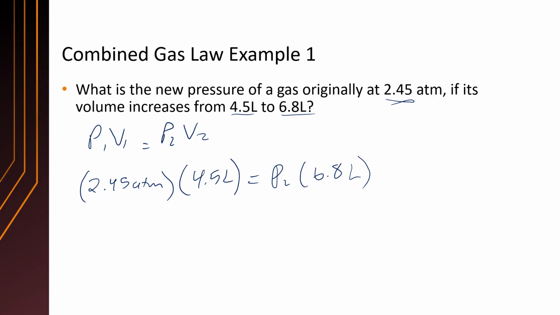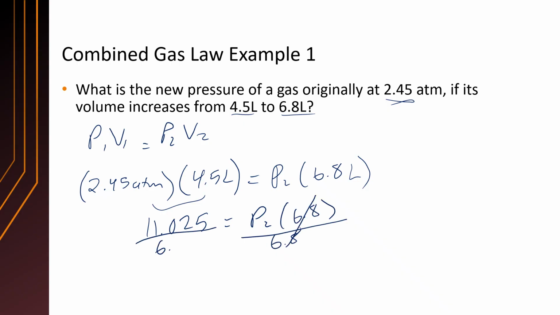And so what I'm going to do is multiply this side. And so I get 11.025 equals P2 times 6.8, and then I divide 6.8 from both sides. And I get 1.6 atm is my new pressure. And I used two significant figures here because there were two in my problem. This one has 3, but that's too many. The 2 would win out for your final answer.